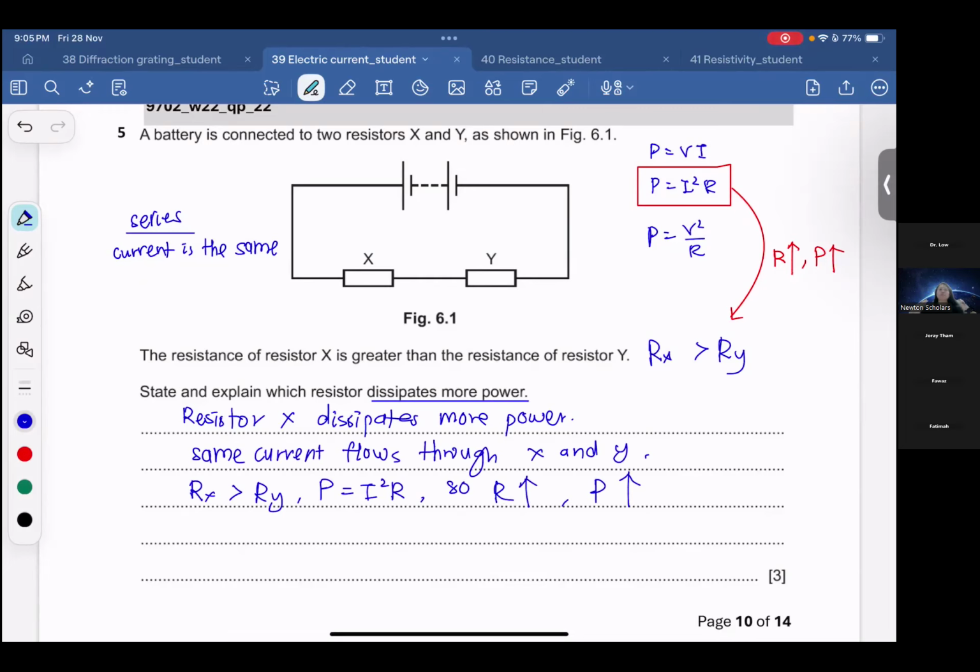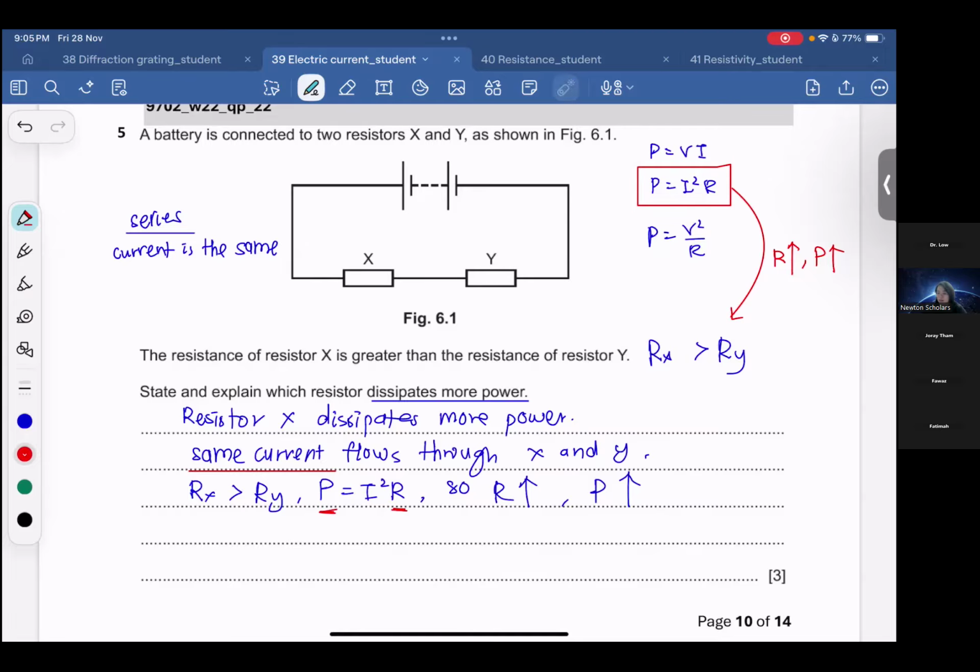3 marks. Show the formula. It will be part of your answer. P equals I squared R. So they understand that you are comparing because of this formula, P and R. The same current is one of the reasons why we choose this formula, because in a series circuit, the current will be the same.